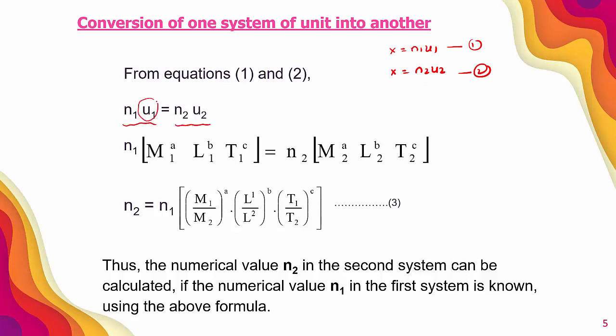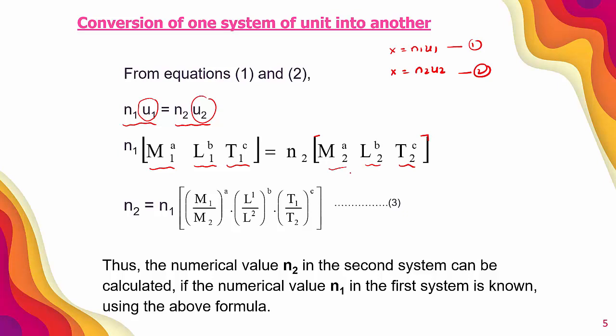So in place of U1 and U2, we can substitute the fundamental units, mass, length and time. So the equation becomes N1 into M1 raised to A, L1 raised to B, T1 raised to C is equal to, on the RHS, N2 kept as it is. In place of U2, we can write M2 raised to A, L2 raised to B, T2 raised to C. Right? This is from equation 1 and 2.